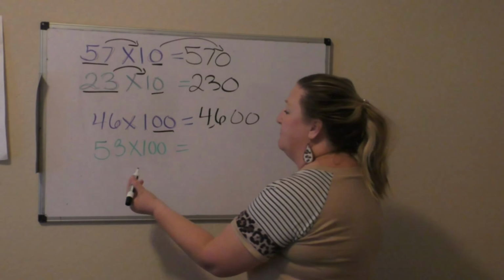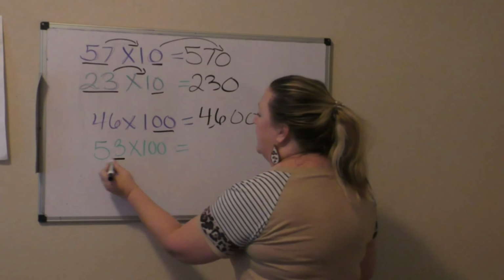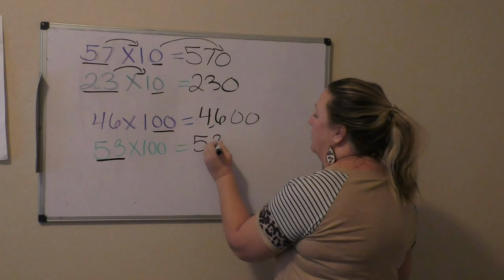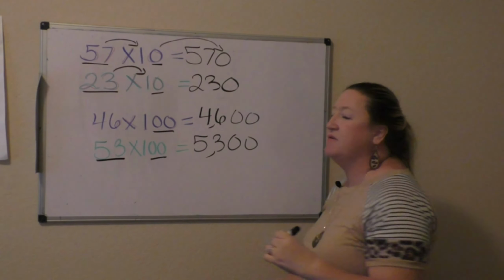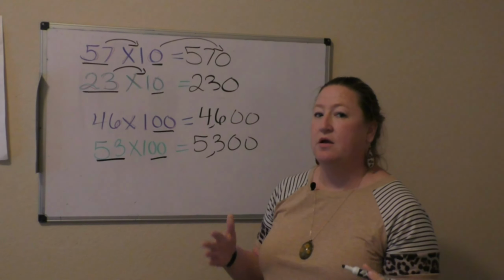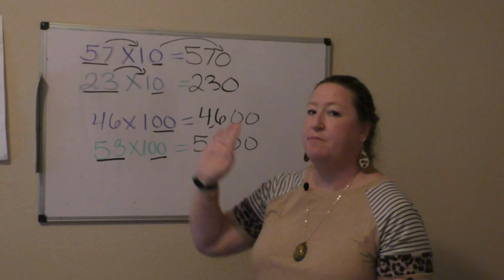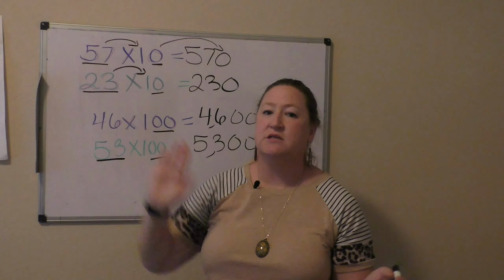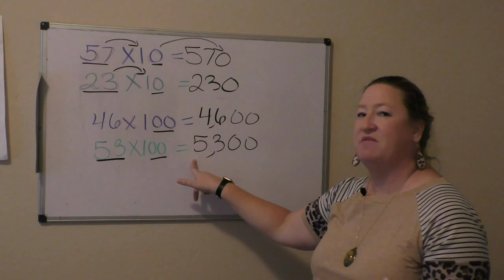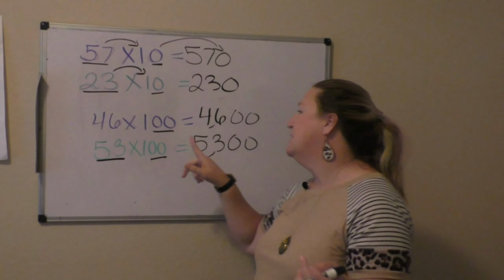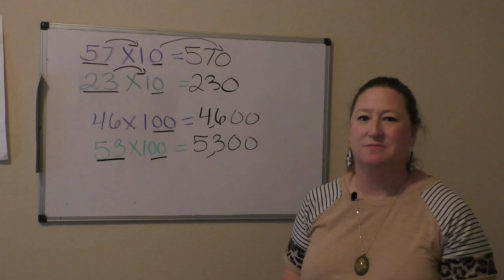So 53 times 100, I keep my 53. I add my 2 zeros, and now it's 5,300. Again, 2 zeros, I push it over 2 places on the place value chart. My 5 10s is now 5,000s. My 3 1s is now 3 100s.